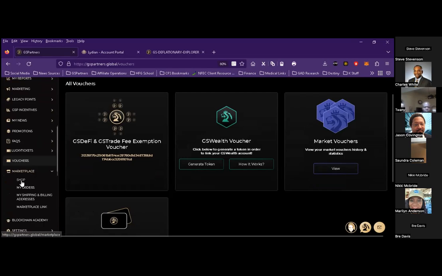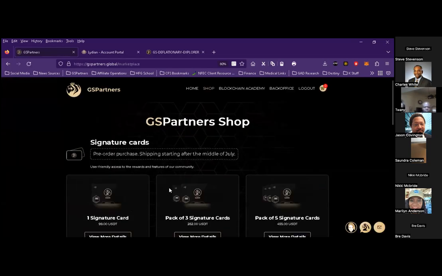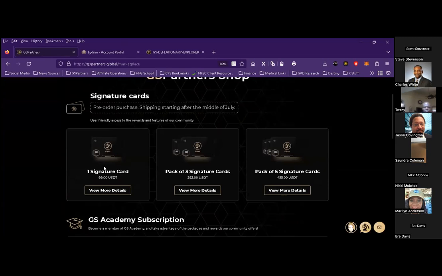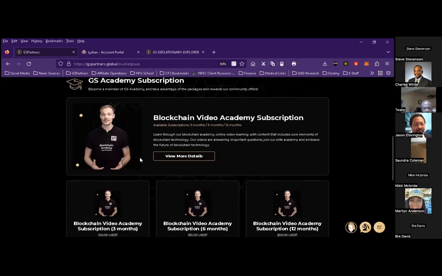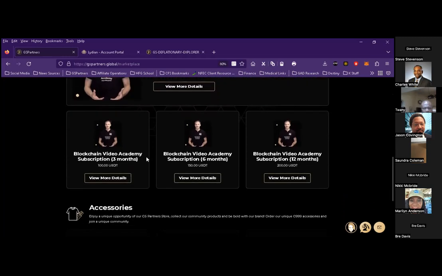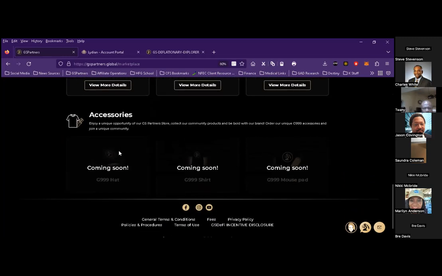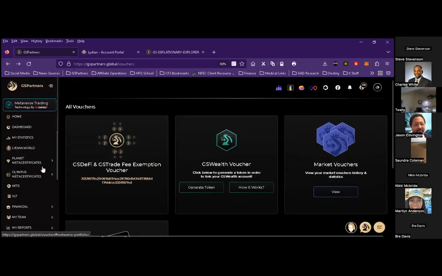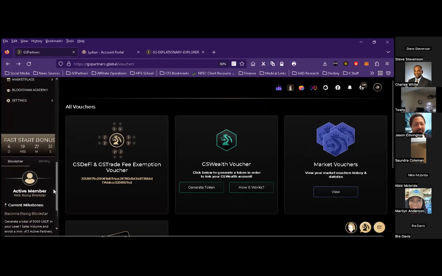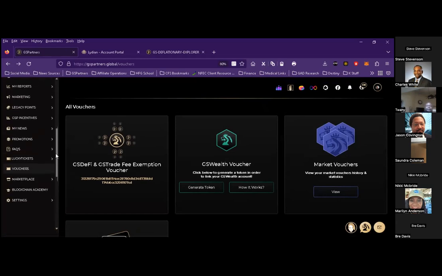And finally, the marketplace. There's not much here except that these are places where you can buy the signature card. Remember, I said the signature card goes with the signature wallet for your mobile device. This is where you can buy some. You can also subscribe just to get the academy. I do recommend that you just go ahead and get your membership paid and just run through it, as well as some accessories that they're coming out with in the near future. That takes us to the very end of this particular part of GS Partners back office.